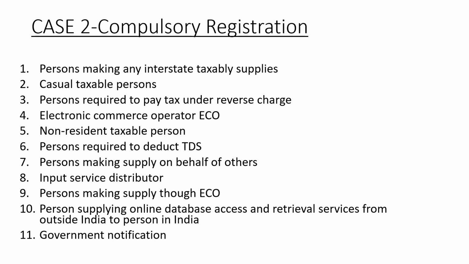Second are casual taxable persons. Casual taxable persons are people who go to another state for a small period of time to make sale of goods. They have to get registered 5 days before they make the actual sale.